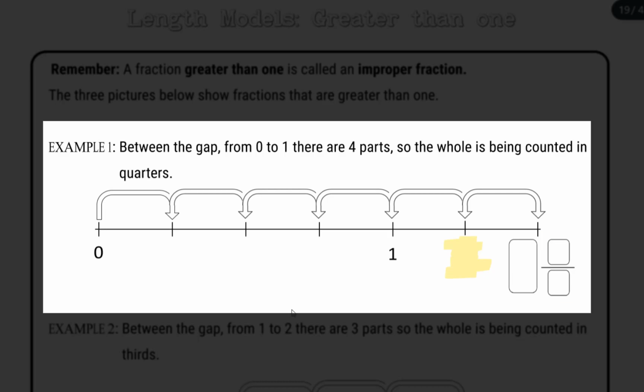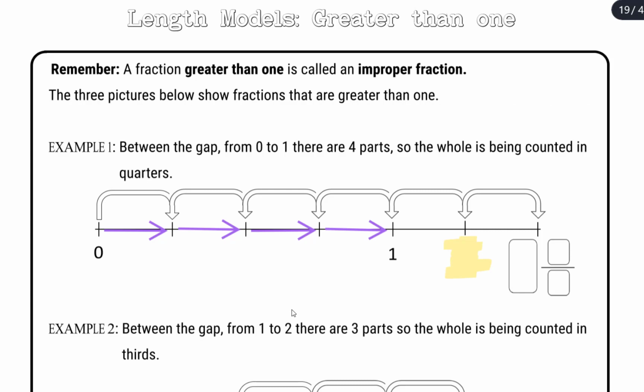Let's read. Between the gap from 0 to 1, there are 4 parts. Can you see those 4 parts? They go like this. 1, 2, 3, 4. There are 4 parts between 0 and 1. So the whole is being counted in quarters.